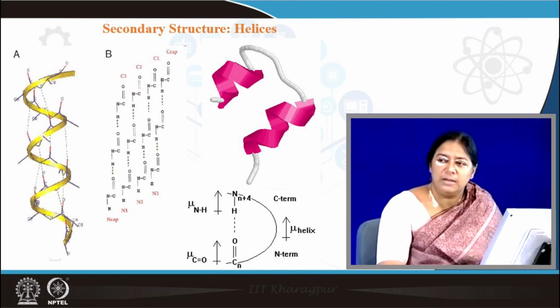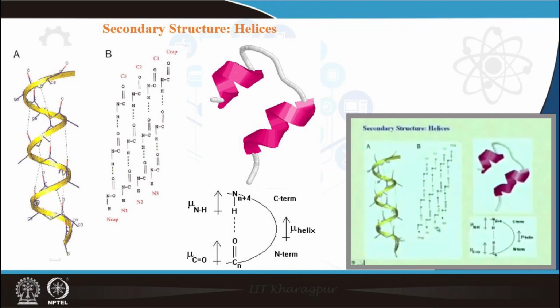This hydrogen bonding pattern of the helix is going to impart what? It is going to impart a polarity to the helix. And because of this polarity in the helix, we have all the O's pointing in the same direction. We have a dipole associated with that, and we have the helix dipole in that direction.